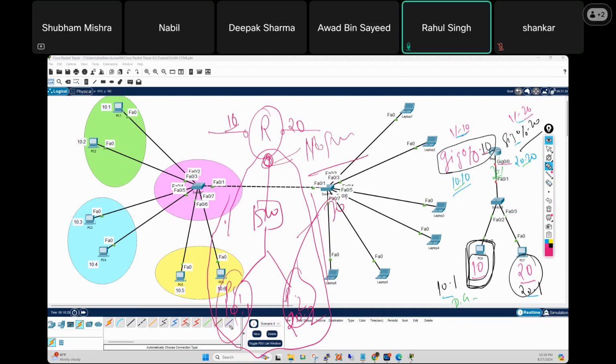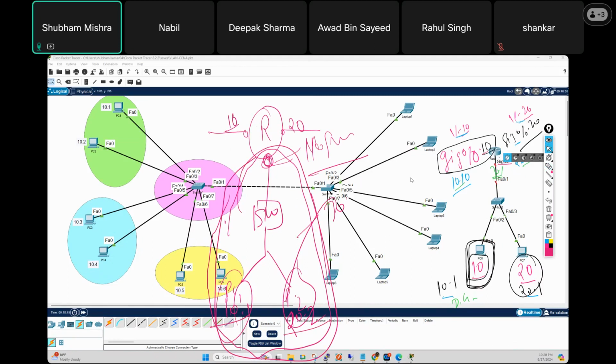Now the thing is, this is our LAN network. And in this LAN network, again, you guys have a question, sir, here you configure 10.1 and here you configure 20.1. It means both are in the same network or a different network? Different network. And this is the LAN network, right? Then why are both in different networks?